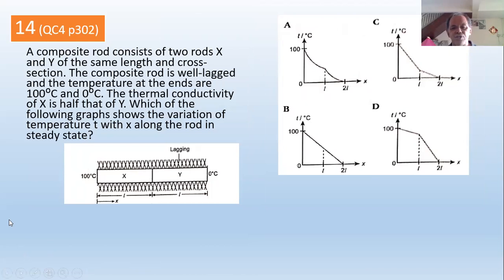Okay, this one, yeah, all right. I just change the answer, that's all. It's lagged, it's either C or D. And then you look at the conductivity. You are told that same length, same cross-sectional area, lagged, thermal conductivity of K is half. If conductivity of K is going to be half, is smaller, then the gradient is going to be less steep.